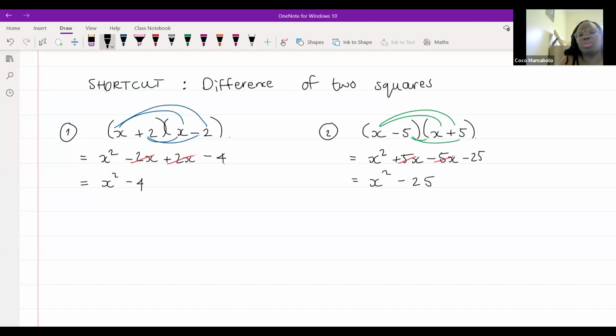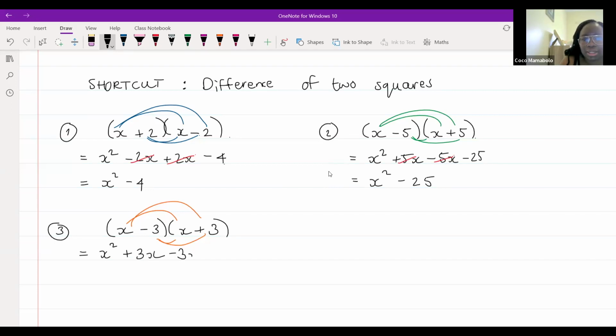Let's do one more, number 3: x minus 3 and x plus 3. Can you guys see where I'm going? If I FOIL, what's going to happen? I'm going to get x squared plus 3x minus 3x. Negative 3 times positive 3 will give us minus 9. Those two will cancel, so I'm going to get x squared minus 9. Has anybody seen the pattern? Anybody? What do we think?